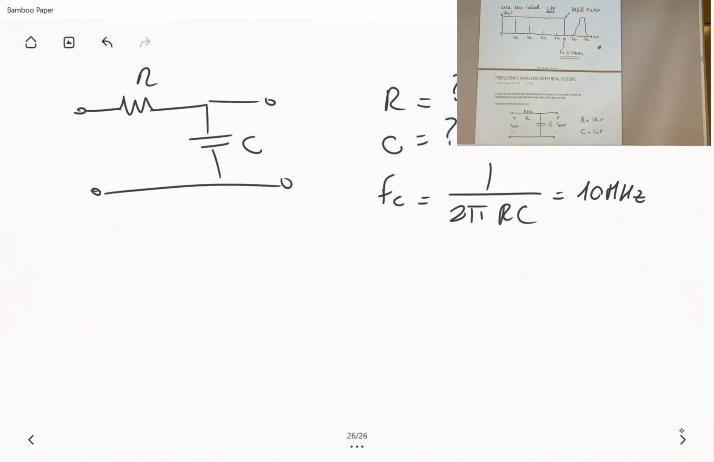So we always have to start with C, because when you go to buy components, R is usually fabricated in many, many values. So you have 1 kilo, 1.1, 1.2, 1.0, whatever. While for C, you have less choice. There are fewer values available. So it's much better to set C, decide C, and then you find out the value of the resistance. So how do we find C? Which value do we choose?